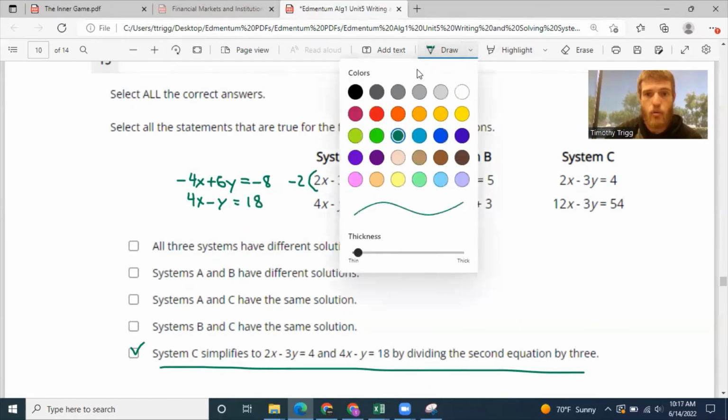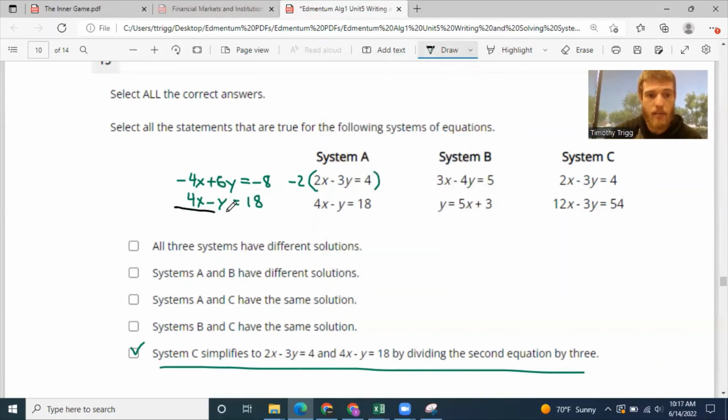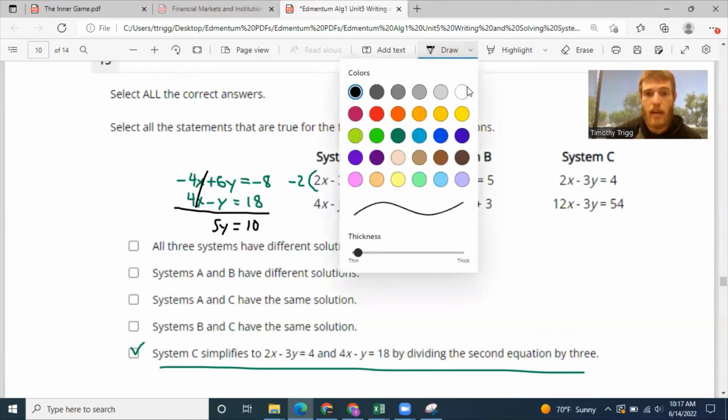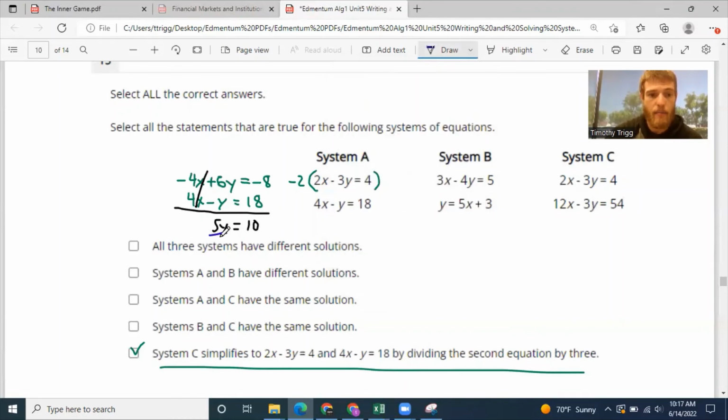Now, when we add the two equations together, what happens to my x's? Well, they eliminate. We have 6y minus a y, so that's 5y. And then -8 plus 18 is 10. We can divide both sides of the equation by 5, giving us the value of y is 2. Okay, so now we know the value of y.